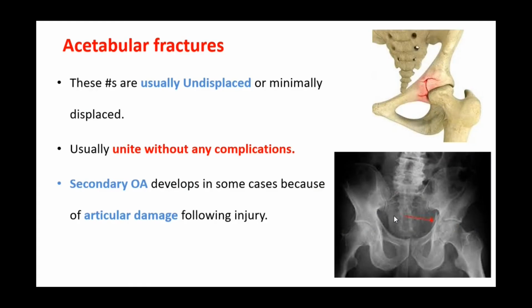Acetabular fractures. These fractures are usually undisplaced or sometimes displaced minimally. They usually unite without any complication, but there are chances of secondary osteoarthritis in some cases because of the damage to the articular structures following injury.